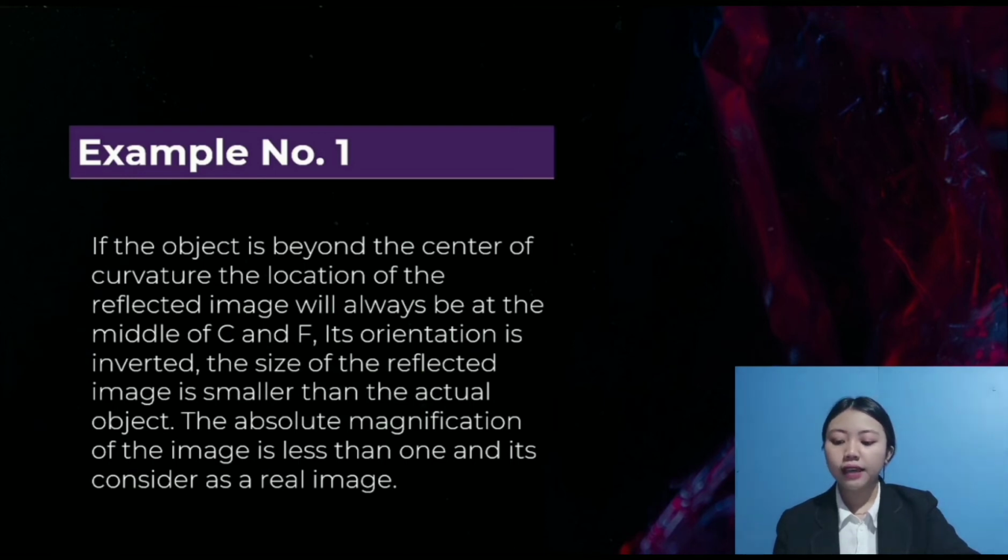Example number 1: if the object is beyond the center of curvature, the location of the reflected image will always be at the middle of C and F. What is C and F? C is the center of curvature and F is the focal point. Its orientation is inverted. The size of the reflected image is smaller than the actual object. So, if the object is 5 meters high, its reflected image will be less than 5 meters high. The absolute magnification of the image is less than 1. It's considered a real image.